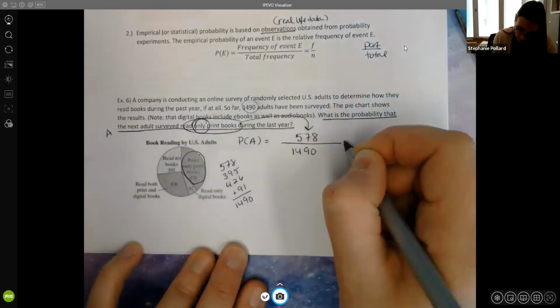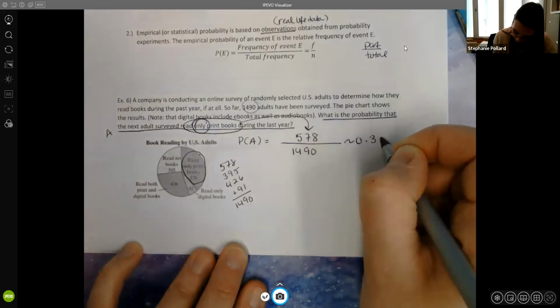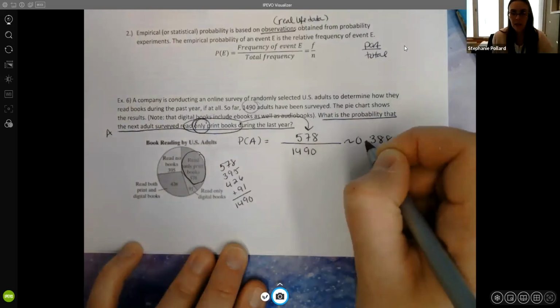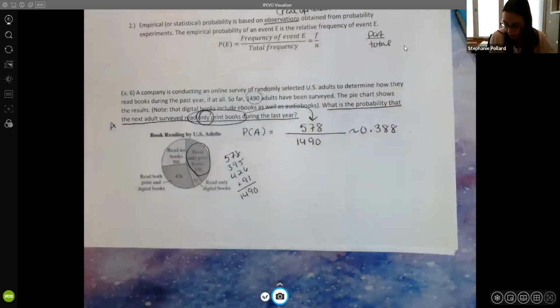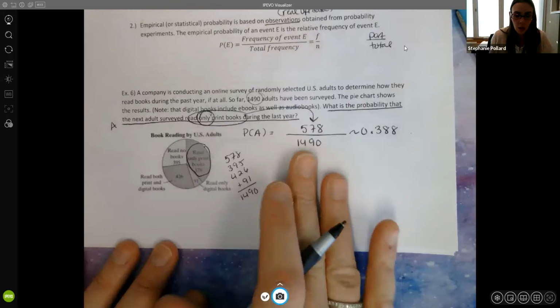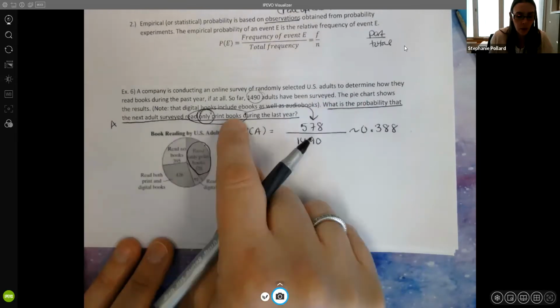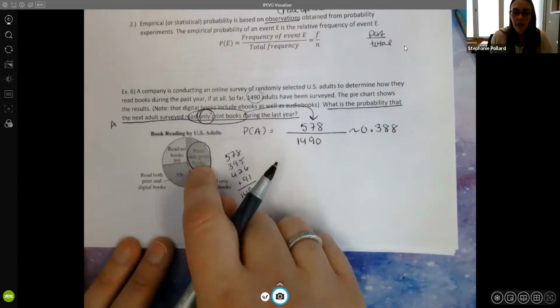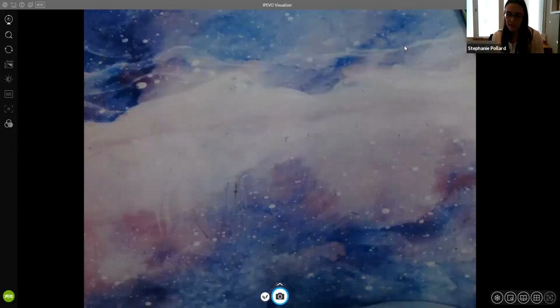Okay. Now you definitely use your calculator here, and I'm going to round to 3 decimal places, and I get 0.388. So about 38.8% of adults read only print books last year. So in probability form, again, we tend to like the decimal version, 0.388. So again, it's always part to total. What's the part that you're looking for? So here we're looking for only print books, which is right here, over that total. So even though it's a different type of probability and it uses real world data, it's still that same idea.